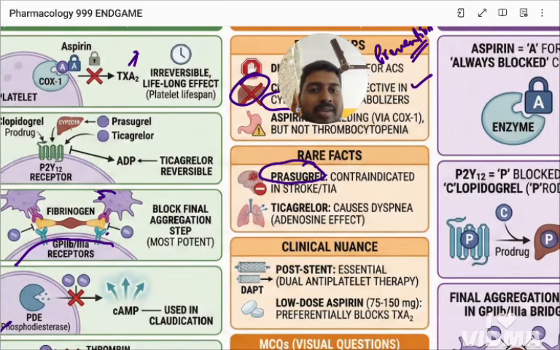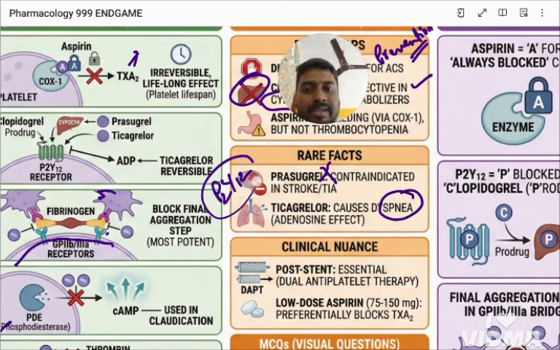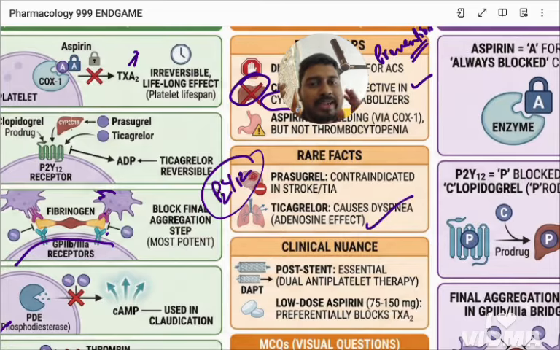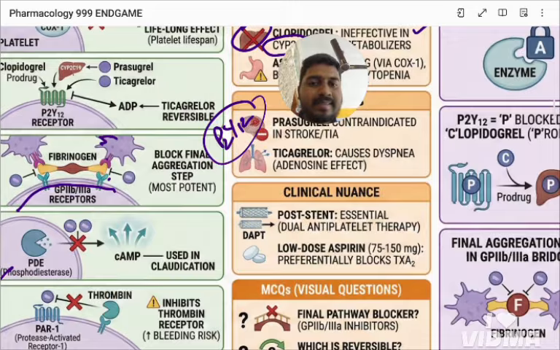Next, rare topic, prasugrel is contraindicated in stroke and TIA. The reason is simple, because prasugrel causes a very strong antiplatelet effect, so there is a chance that it can cause intracranial bleed. That's why prasugrel is contraindicated in stroke and TIA, okay. Next, ticagrelor causes dyspnea via adenosine effect. So for these two P2Y12 drugs, you will have to remember these two side effects: prasugrel is contraindicated in stroke and TIA, and ticagrelor causes dyspnea. This dyspnea is mediated by adenosine effect, which you shouldn't need to know. Just remember that one of the side effects is dyspnea, okay.